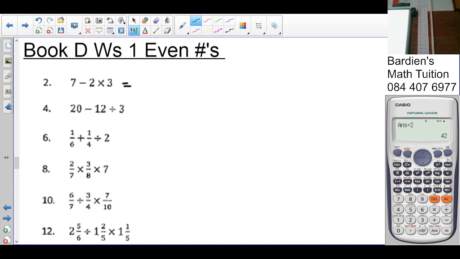Okay, so book D, worksheet 1, even numbers. What's the first answer? 1. It's correct. Next one? 16. Next one? Sorry? 7 over 24 is correct. 8? 3 over 4. Number 10? 4 over 5. Number 12? 17 over 7.